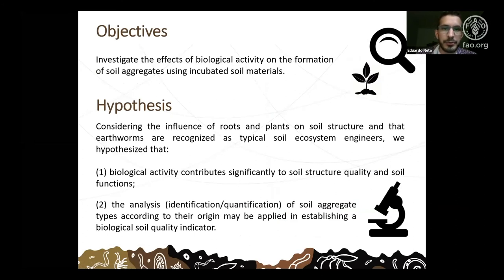So this study aimed to investigate the effects of biological activity on the formation of soil aggregates using incubated soil material, considering the influence of roots and the activity of macrofauna, in this case, earthworms. We hypothesized that biological activity contributes significantly to soil structure and soil quality, and that analysis of soil aggregate types, identification and quantification according to their origin, may be applied in establishing a biological soil quality indicator.